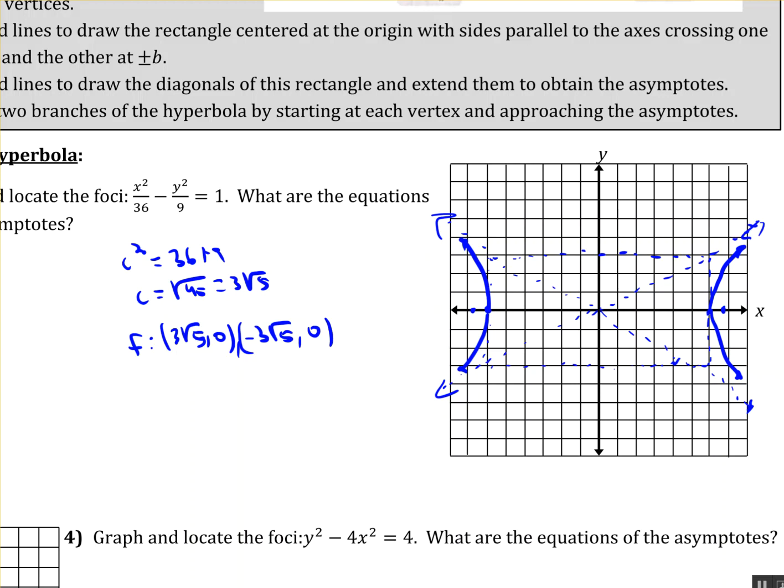And then the other thing asks for the equation of the asymptotes. Well, notice the slope of this line is going to be up 3 over 6, right? Rise over run, up 3 over 6. So the slope is 3 over 6, which is 1/2. So y equals 1/2 x. And then the other one is just downwards, so it's y equals negative 1/2 x.